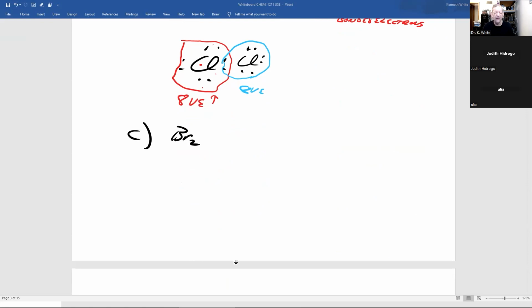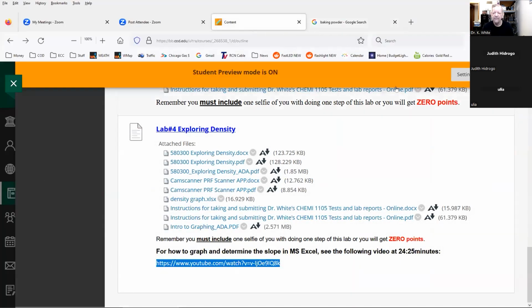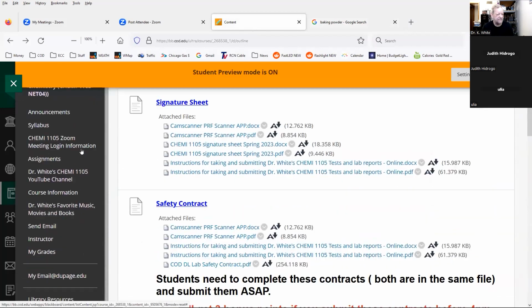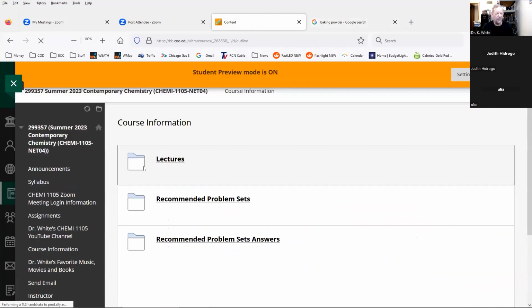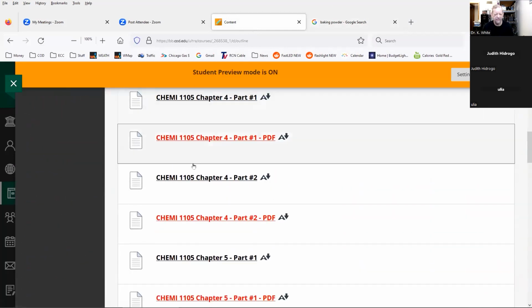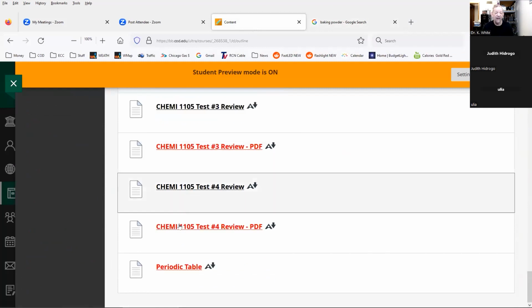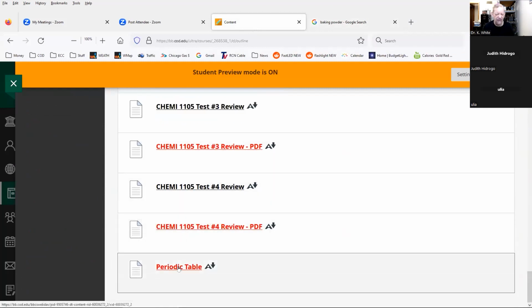and the question is, is this table available? And Judith, the answer is yes. I think I have it. Hold on, let's find out. If not, I'll have to put it in there. Let's go to course information, lectures. You see all the way, Judith, at the bottom, the very last entry in the lecture section of Blackboard says periodic table. That's the periodic table.